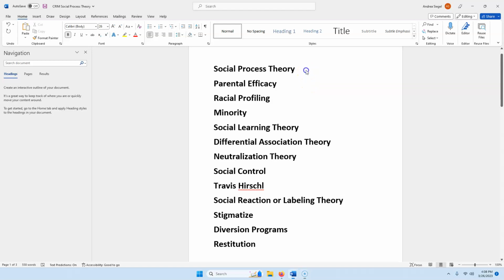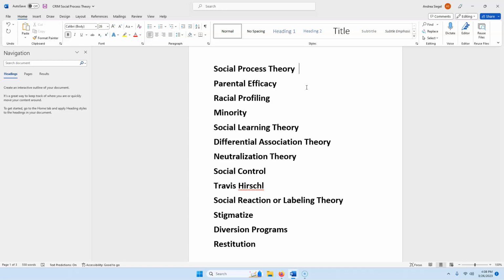Hi, class. These are the key terms for social process theory. Social process theory, which is a key term, is the view that criminality is a function of people's interactions with various organizations, institutions, and processes in society.